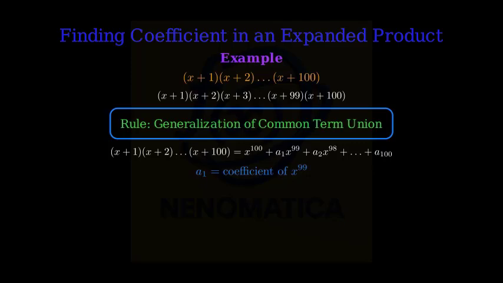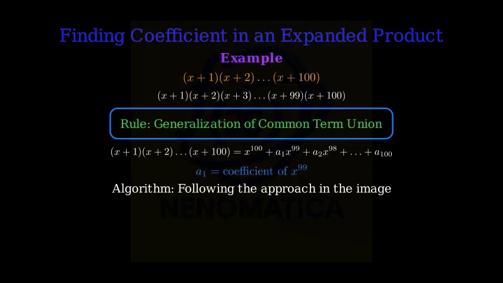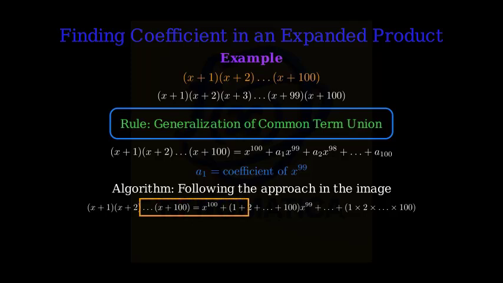According to the algorithm shown in the image, we can expand the product using the generalization of the common term union. The expanded form will look like (x + 1)(x + 2)...(x + 100) equals x to the power of 100 plus (1 + 2 + ... + 100) times x to the power of 99 plus ... plus 1 times 2 times ... times 100. We can see that the coefficient of x to the power of 99 is the sum of all the constants in our binomials, 1 plus 2 plus ... plus 100.